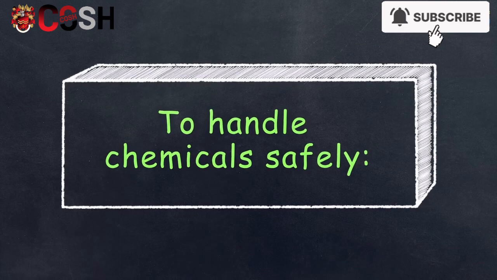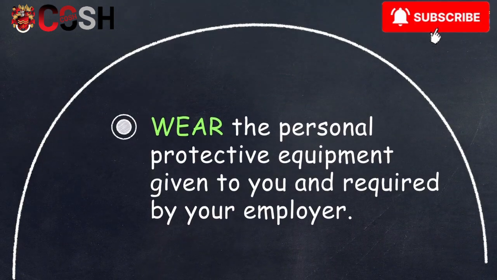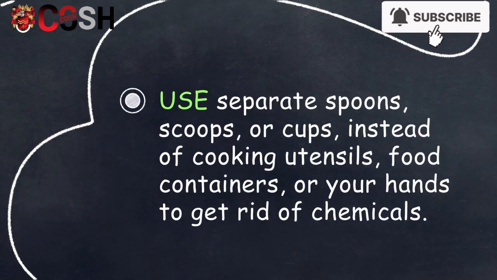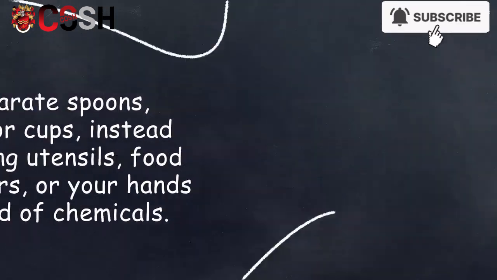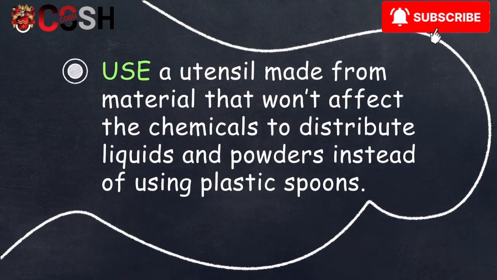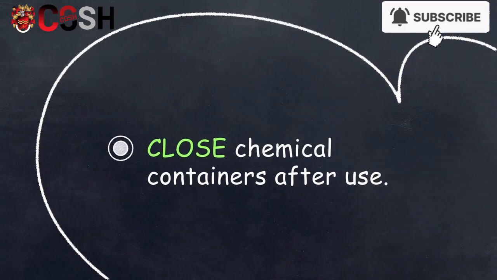To handle chemicals safely, wear the personal protective equipment given to you and required by your employer. Use separate spoons, scoops, or cups instead of cooking utensils, food containers, or your hands to get rid of chemicals. Use a utensil made from material that won't affect the chemicals to distribute liquids and powders instead of using plastic spoons. Close chemical containers after use.